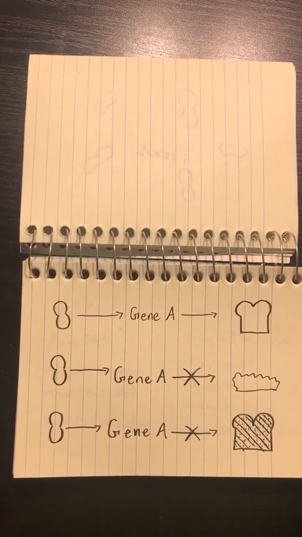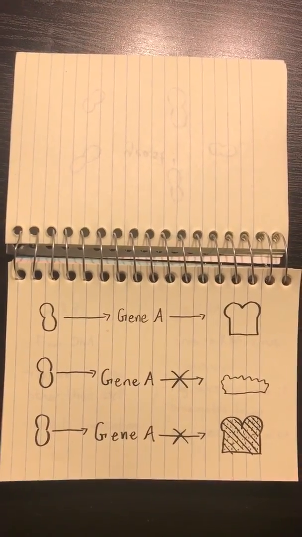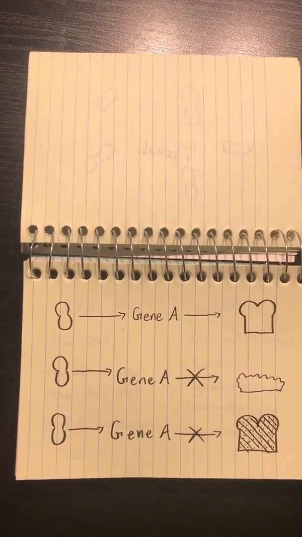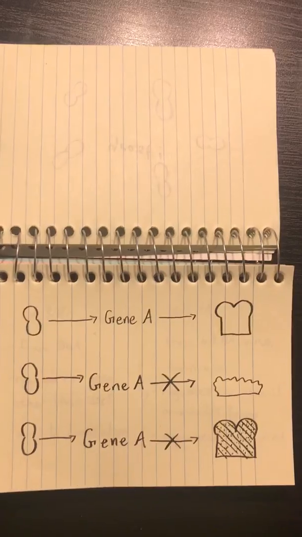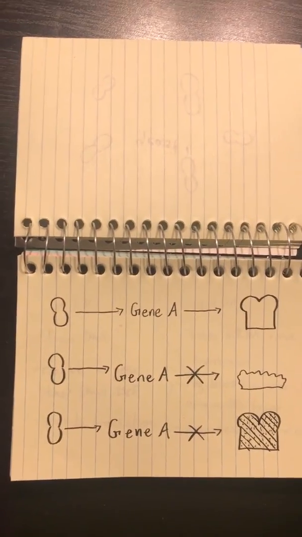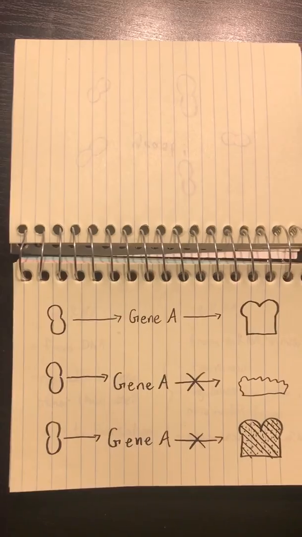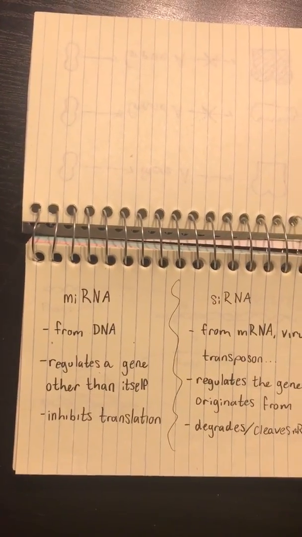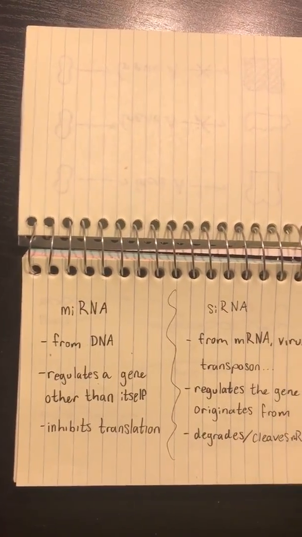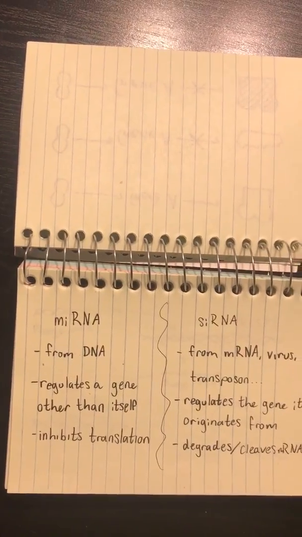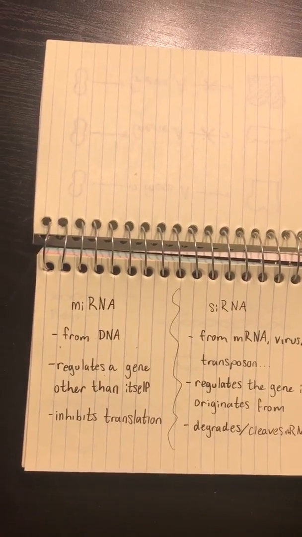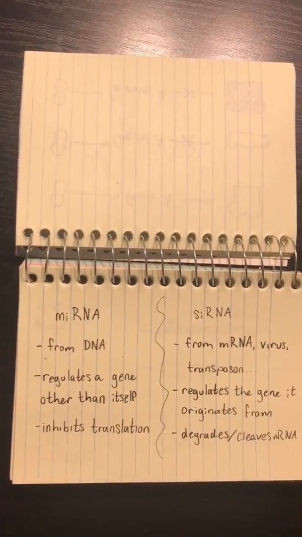RNAi is a naturally occurring regulatory process that occurs in eukaryotic cells. The process begins with either very small portions of RNA called microRNA, or with double-stranded RNA known as small interfering RNAs. Both are cleaved into smaller pieces by an enzyme known as dicer and combined with a protein to form an RNA-induced silencing complex, or RISC, which attaches to a certain specific section of the mRNA.